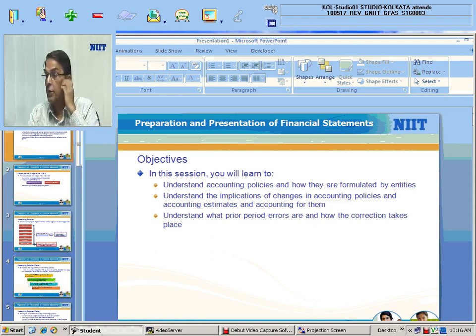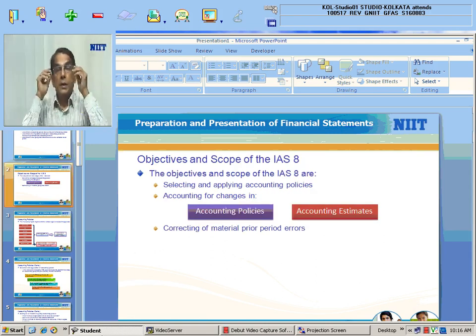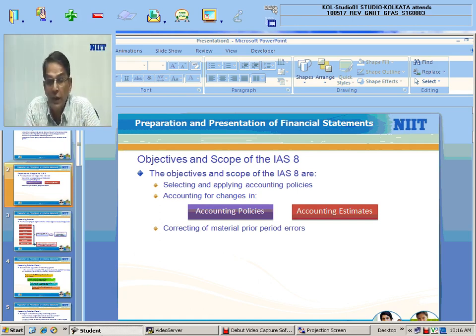So we are going to discuss what is called IAS 8, International Accounting Standard 8, which deals with accounting policies, changes in accounting policies and accounting estimates, and correction of prior period errors. So the objectives and scope of IAS 8 are basically, number one, selecting and applying accounting policies. Number two, accounting for changes in accounting policies and accounting estimates, how these are accounted for in the books of the entity. And lastly, correcting of material prior period errors.